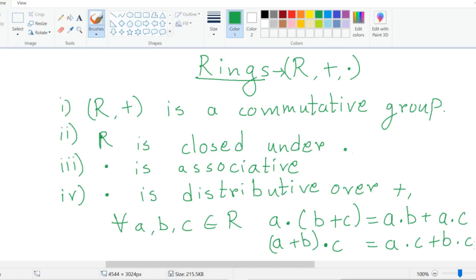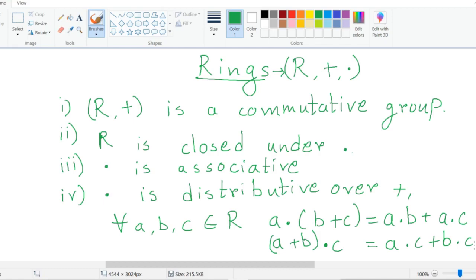R plus should be a commutative group, not just a group but a commutative group. Second, R is closed under multiplication, that is, under dot. Third, dot is associative, that the products are associative and we can change the parentheses for the order of multiplication. Fourth is that dot should be distributive over plus.